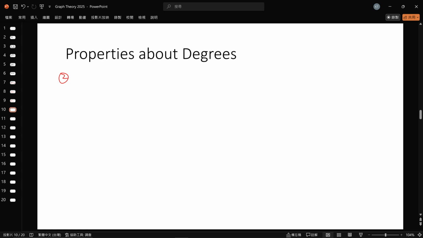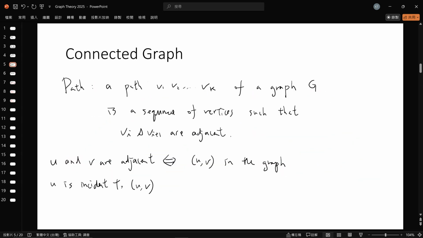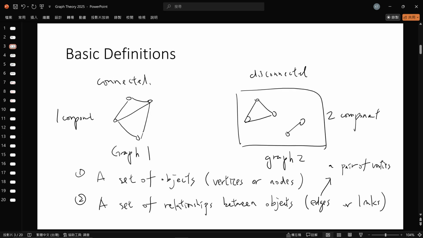The next property is about the minimum degree. So what is the minimum degree of a graph? You consider all the vertex degrees and pick the smallest one. That is the smallest degree, or the minimum degree. For this graph, the minimum degree will be 2. And for this graph, the minimum degree will be 1. Just find out the vertex that has the fewest neighbors or the fewest incident edges.